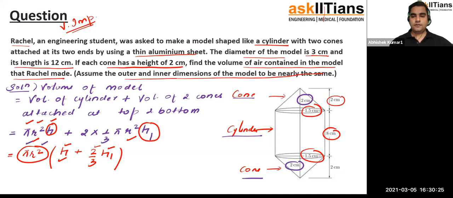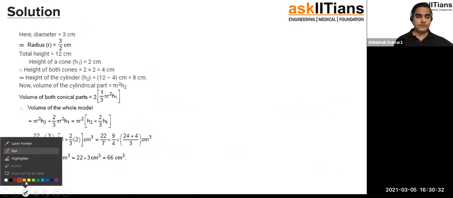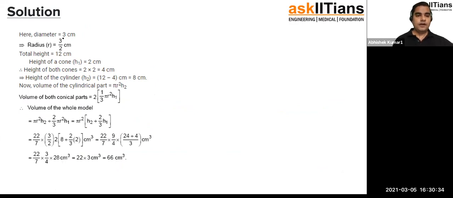Done? All right. So here this solution has been given for your reference. Let me explain this as well to you. Here the diameter is given as 3 centimeter. Therefore, the radius will be 3 by 2 centimeter. The total height, that is the height of the model, was 12 centimeter. The height of the cone is 2 centimeter. We were already provided that in the problem.